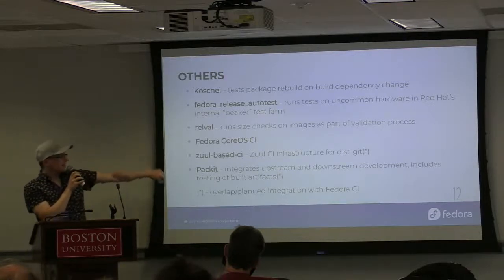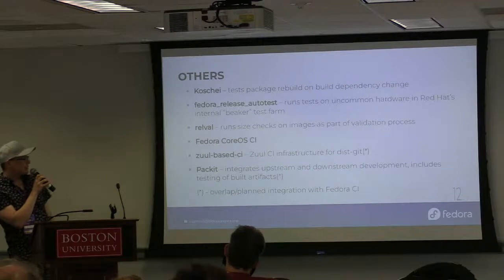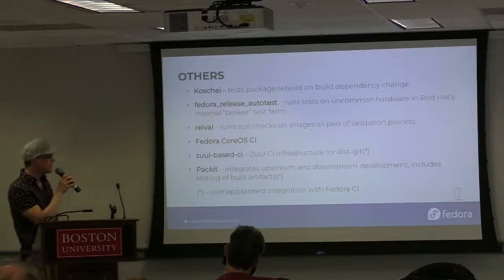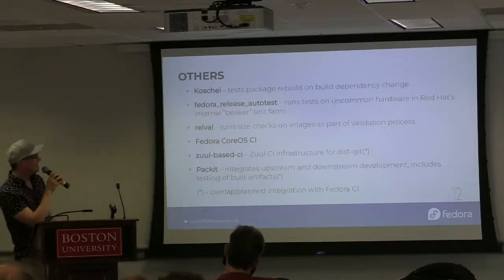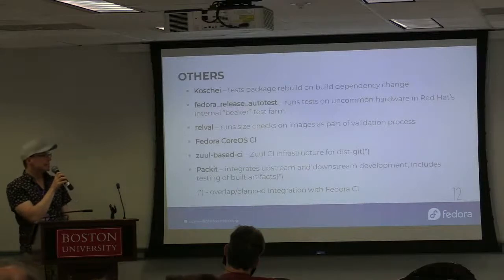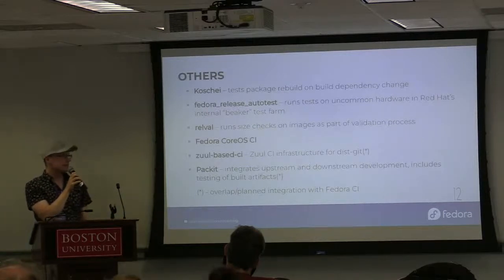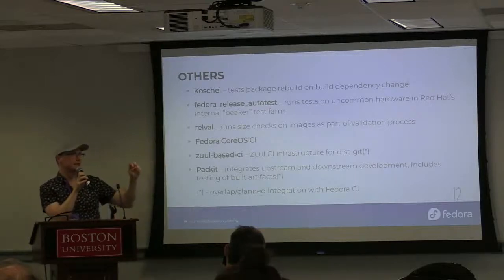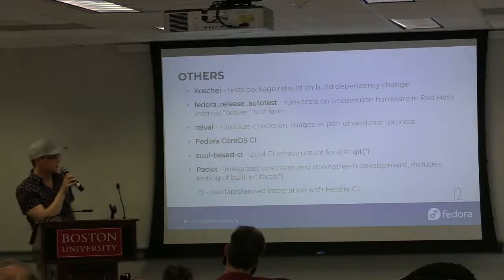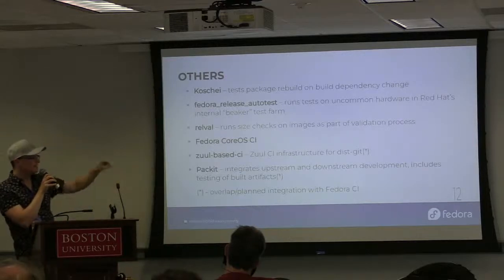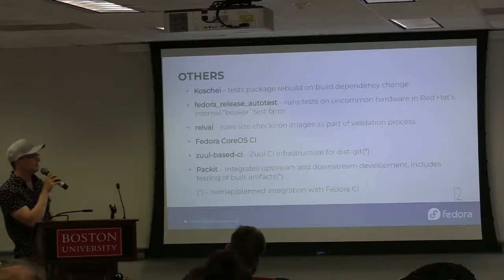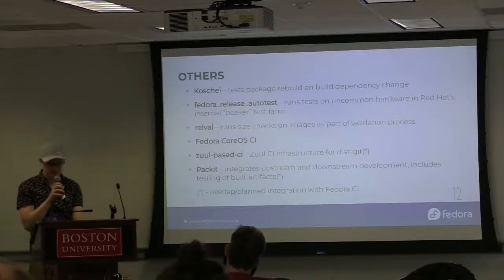These last two, I'm going to skate over a little bit because they are planned to be sucked into Fedora CI, and they're part of that whole testing farm effort that I mentioned earlier. But Zuul-based CI is a setup for using a neat CI tool called Zuul to run tests on pull requests at the forge level, which we'll go into more later. And Packit, as I mentioned, is for integrating upstream and downstream development. So it makes it easier if you're the maintainer of something upstream and downstream.